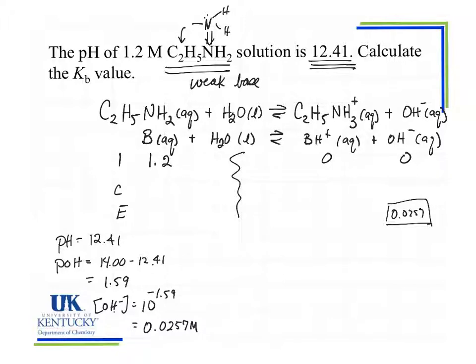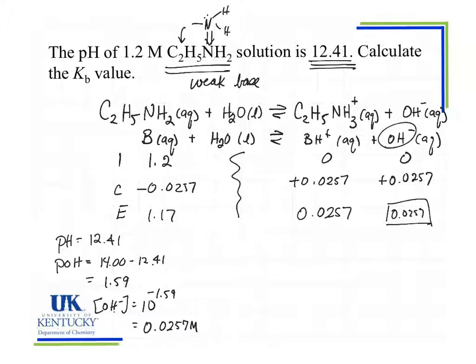Now, as soon as I have an initial and a final amount underneath the OH minus, I can fill in my table. I know I had to have produced 0.0257. And if I produced it there, I'm also going to produce it here for the conjugate acid. And I'm going to consume it here. When I subtract those values, I am going to have 1.17. Now, truly, to only one place past the decimal point, it is still 1.2, but I'm going to carry the extra sig figs as I work through the problem and then eliminate them at the end.